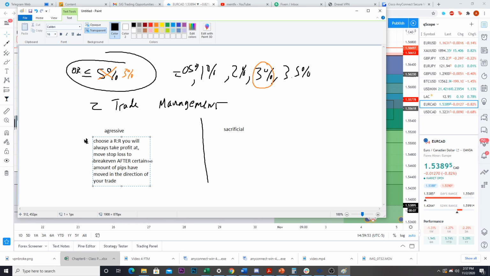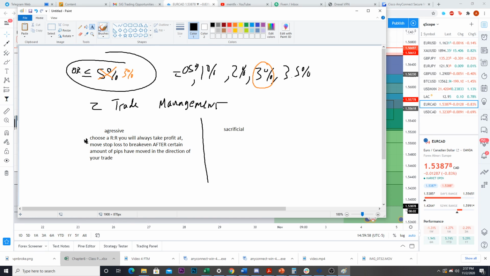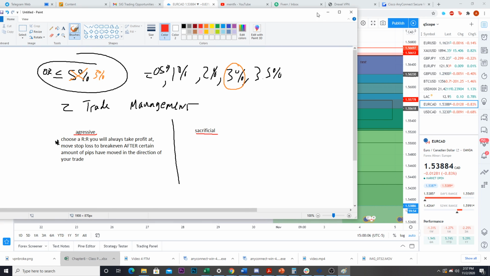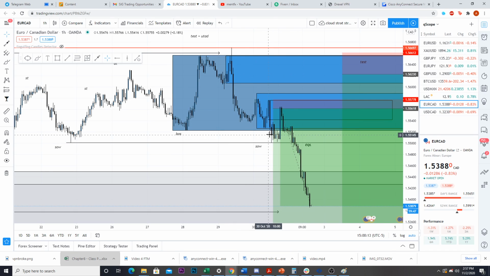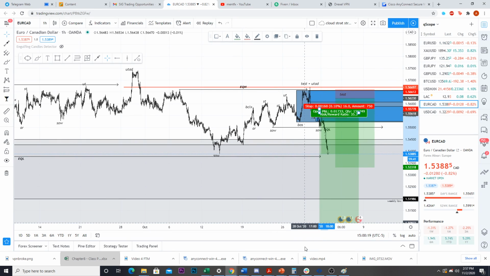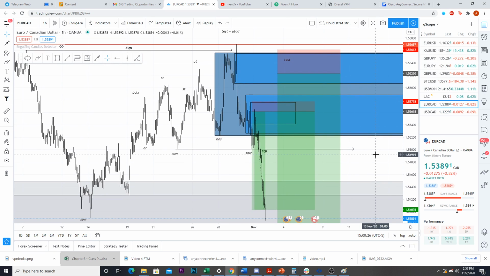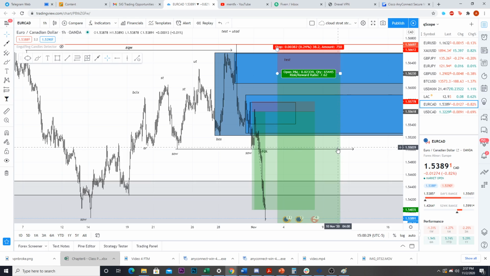Okay, and what I mean by this is, if we just expand this a little bit, move this over just like that. So you have your two ways of managing a trade, which is your aggressive way and your sacrificial way. Now, when we're talking about managing a trade aggressively, what we're saying is that anytime you have a setup, whether the setup looks like it's going to continue all the way down here, or looks like it might continue to here, you will always decide on a 1 to X amount of risk to reward.